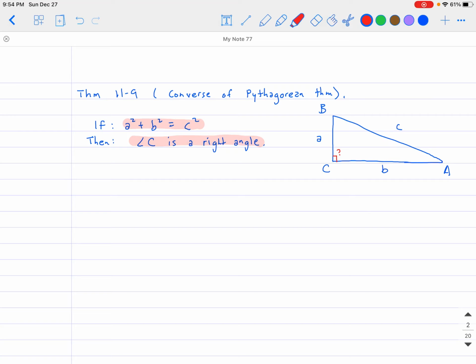All right, so what I need to do is I need to prove that the inside over here is going to be a right angle. So the way I'm going to do this is I'm going to go ahead and construct a triangle, okay? We'll go ahead and call it DEF, such that DE is equal to BC. And then we also have EF is equal to CA. And then also, in addition to that, the measure of angle E is going to be equal to 90 degrees, okay?